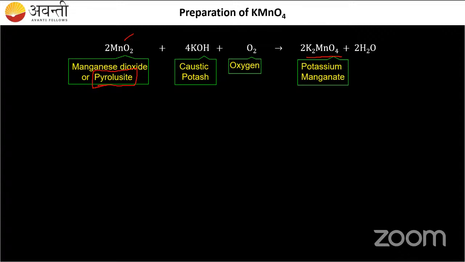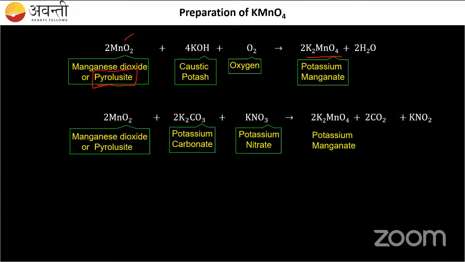But still, we did not get the permanganate, right? We have one more method to prepare this potassium manganate. This is one of the methods. The next method to prepare potassium manganate from pyrolusite ore is by adding potassium carbonate and potassium nitrate. These two are the carbonate and nitrate containing potassium salts. So instead of using caustic potash and oxygen, we can use potassium carbonate and nitrate also. From that also we will get potassium manganate.